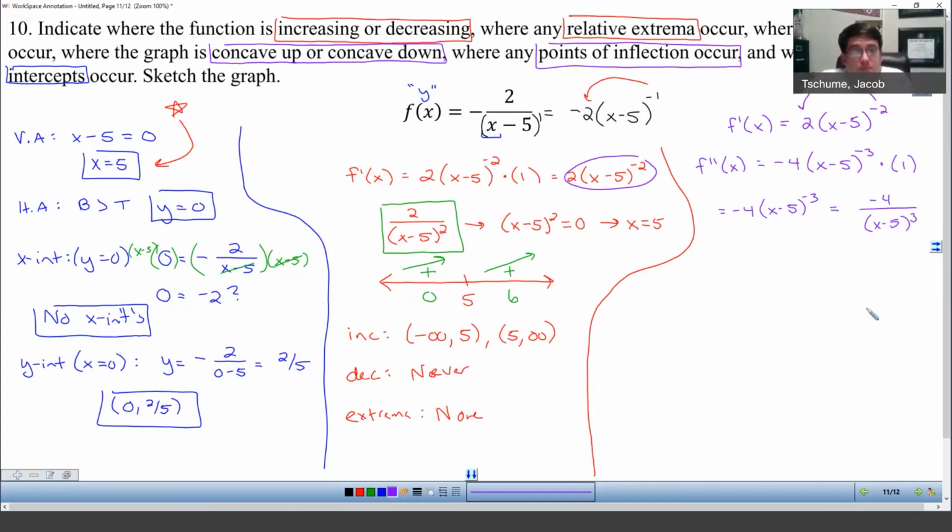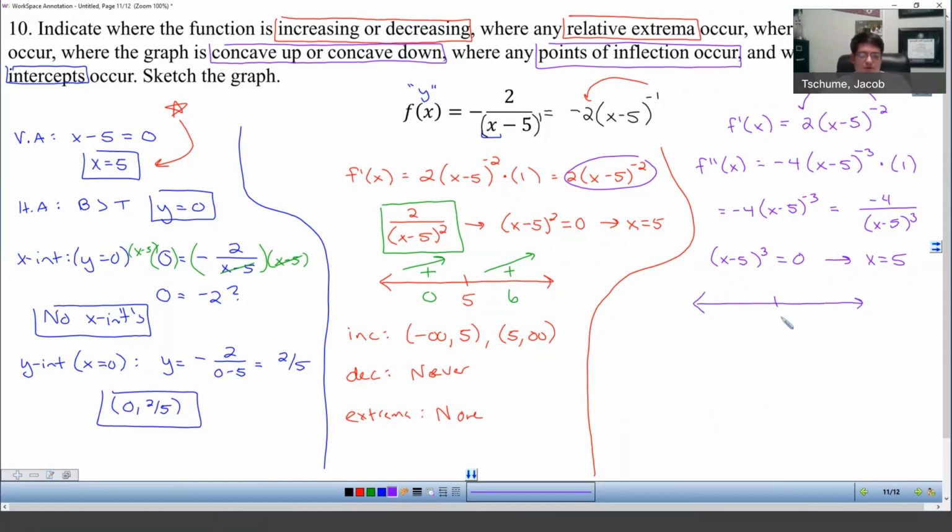You need to find your candidates for a point of inflection like we did back in section 3.2. So technically you're going to set the top and the bottom equal to 0. But once again, there's no point in setting the top equal to 0 because negative 4 can't be 0. So I'm just going to set the x minus 5 cubed equal to 0. And once again, if you go through the algebra steps here, you should find the same x value we did a minute ago, because 5 is the only number that makes this equal 0.